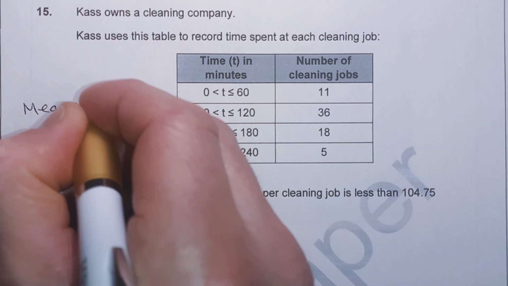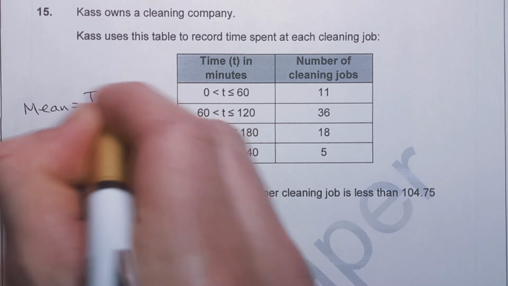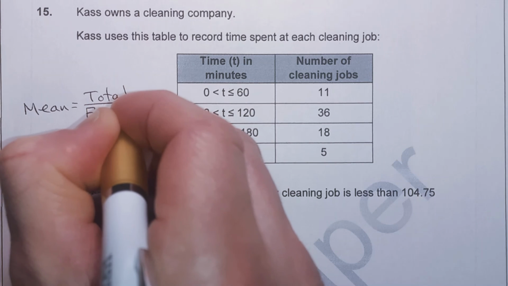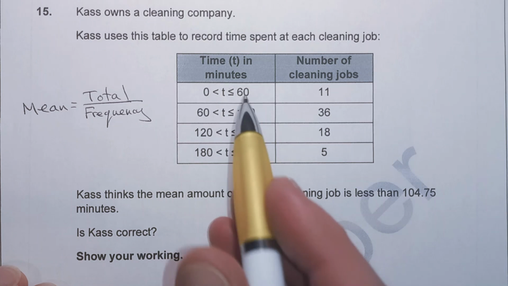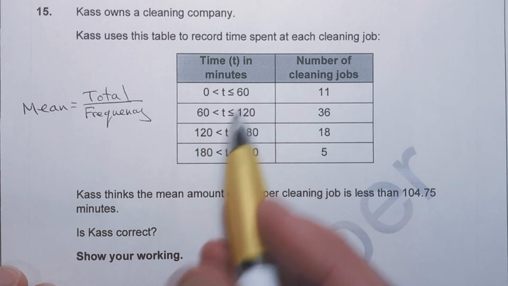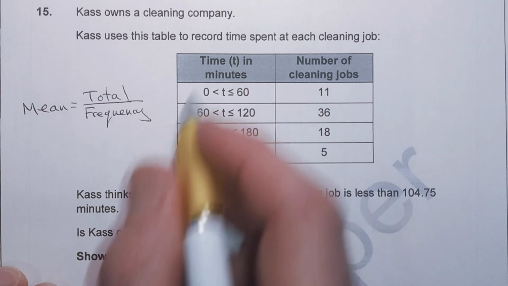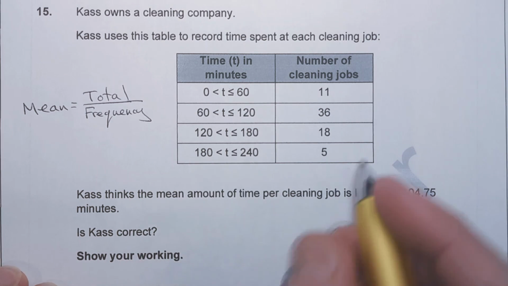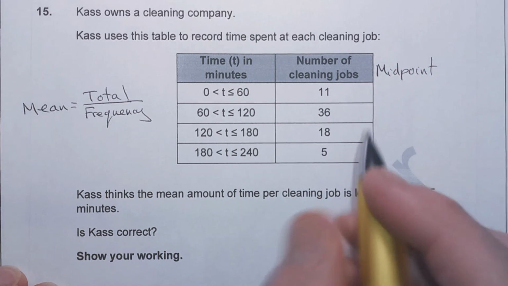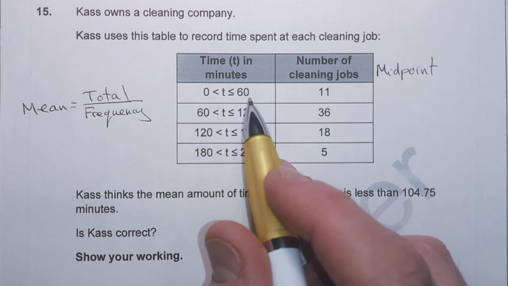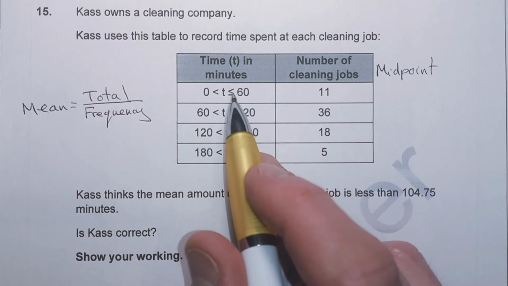And the mean is equal to the total divided by the frequency. Now the total, we've got to think, total what? Well, it's the total number of minutes for all of these jobs. But at the moment, we don't know the actual time for each job because we've got these ranges. So we can't really use the big and small numbers, so we're going to work out the midpoint. So in other words, we're going to say all of these jobs is between 0 and 60, so we'll assume that they all take in the middle.